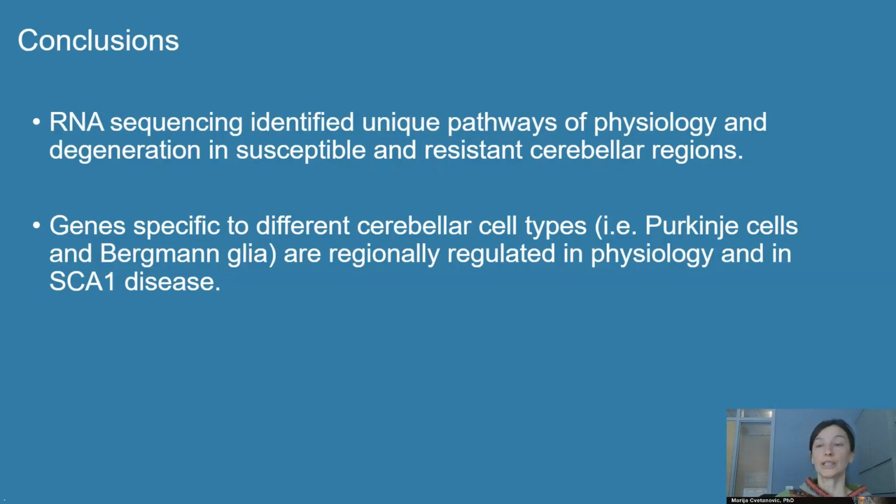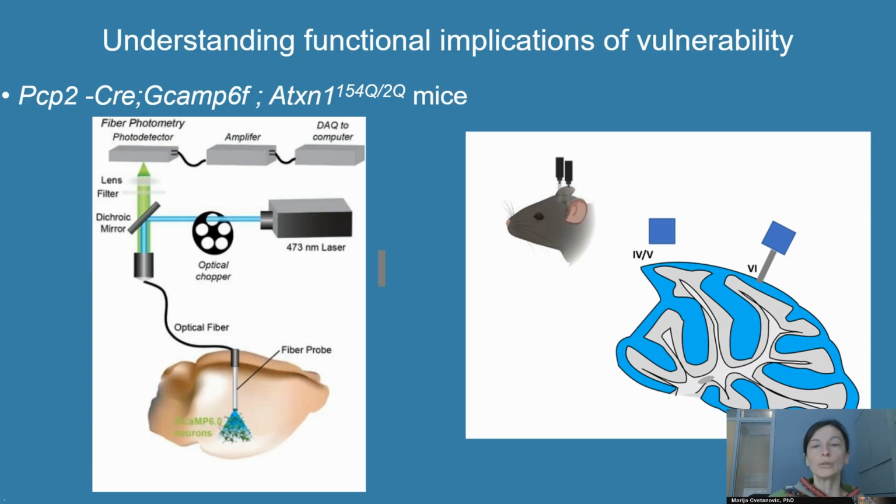Is there a change in functionality in Purkinje cells in the anterior versus Purkinje cells in the posterior region? That is the key question, because that is really what will influence the behavior. So in order to understand functional implications of this vulnerability in disease, we decided to look at the calcium signaling. Calcium signaling has been proven by many researchers to be a really good measure of neuronal activity.